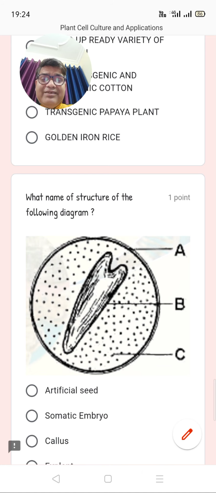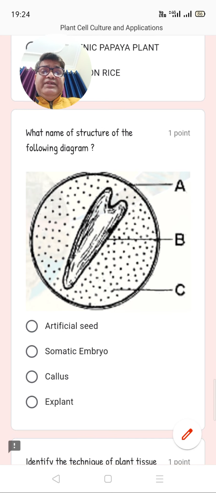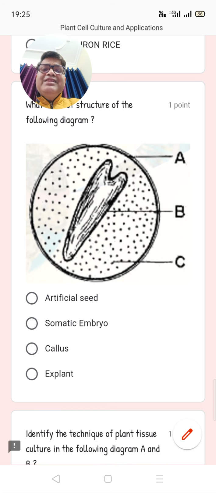So can you predict as a biologist or as a biotechnologist, or if you are studying in the field of biotechnology, biology or biochemistry, then try to guess that diagram, what it can be. It is what? It is somatic embryo? No. It is explant? No. It is callus? No. It is artificial seed.